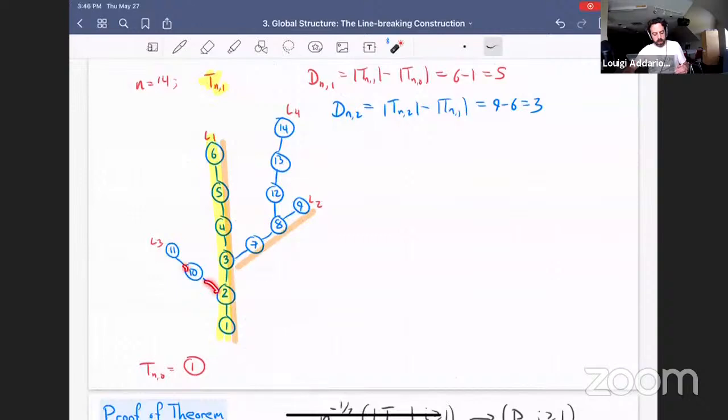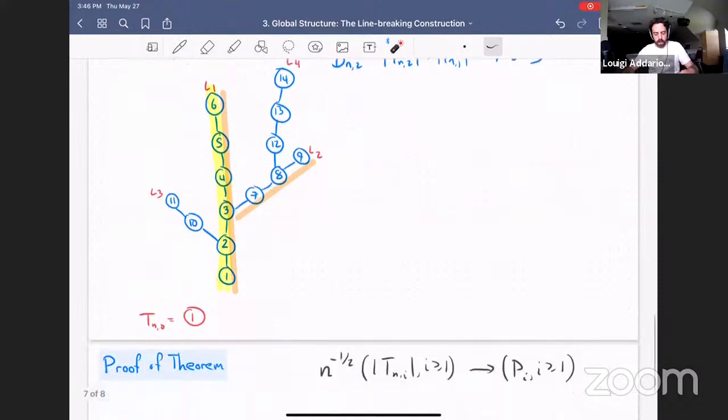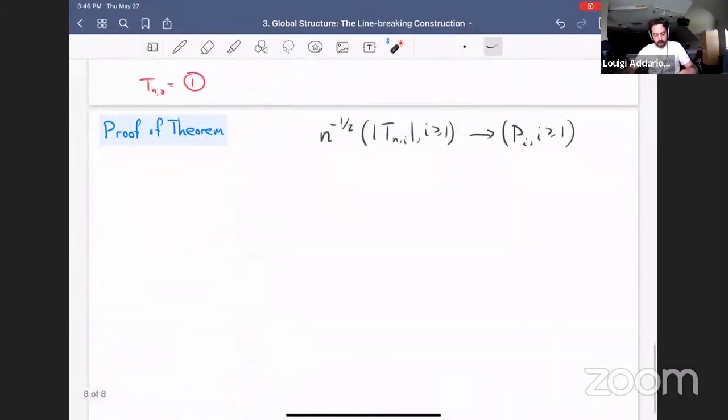So dn3 would be 2 because we add 2 vertices, or equivalently a branch of length 2 to make the third tree. dn4 would be 3 because we add a branch of length 3 to make the fourth tree.